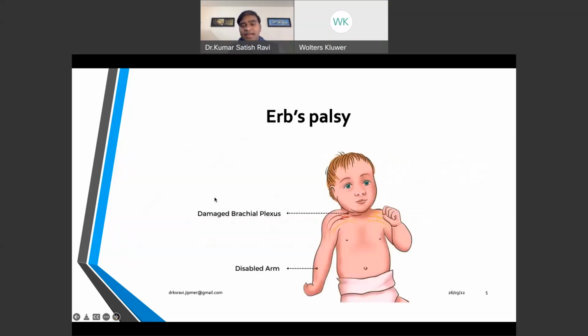You can see over here in the slide, this is the condition, Erb's palsy. So this is how the baby presents with Erb's palsy. To understand how the deformity was caused, and how this baby will be treated, it is essential to know the site of the lesion and which nerves get injured or are involved in this clinical condition. There lies the importance of knowing the anatomy of the brachial plexus.